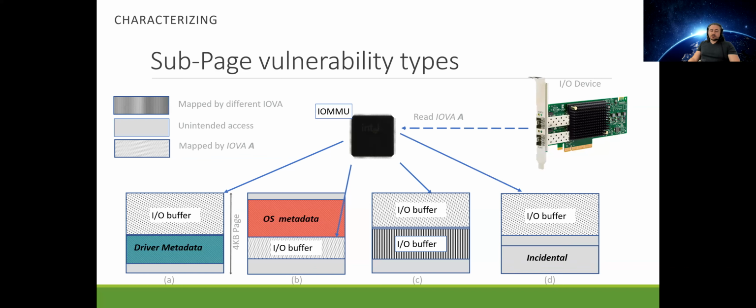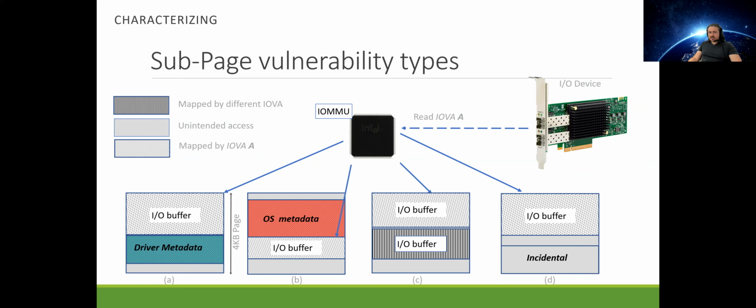The last subpage vulnerability is incidental. Namely, these are cases when the malloc operation gives 64 bytes for IO and then 64 bytes for any other operation. And this IO buffer, when mapped, also exposes all other buffers of its size on the same page. This one is non-deterministic and is harder to find.